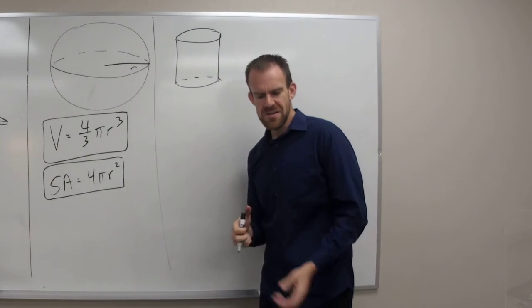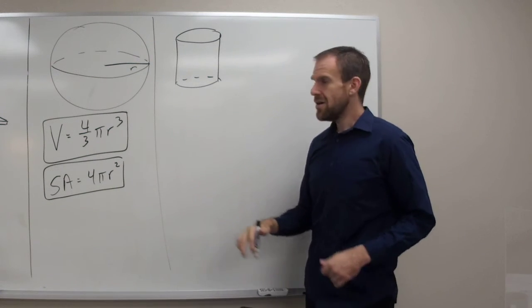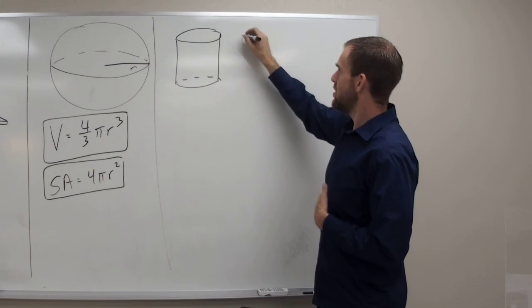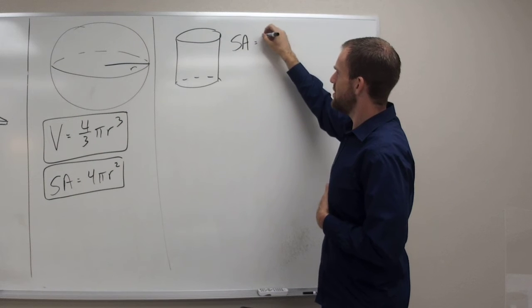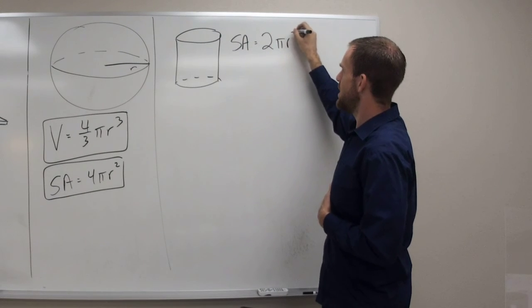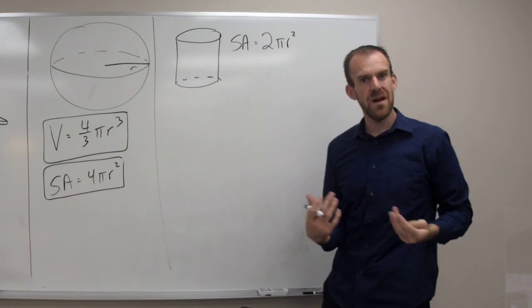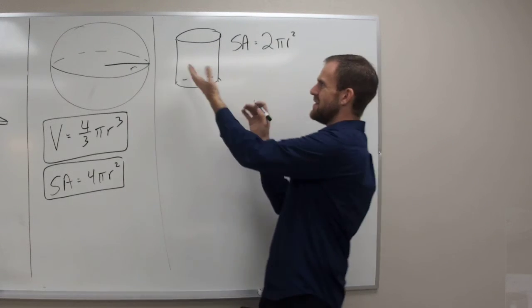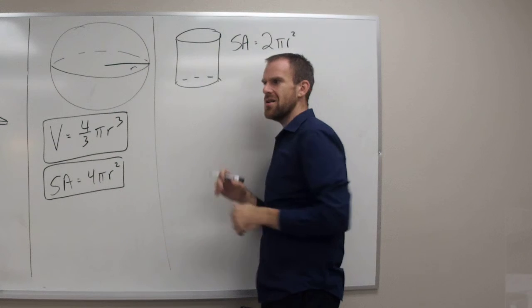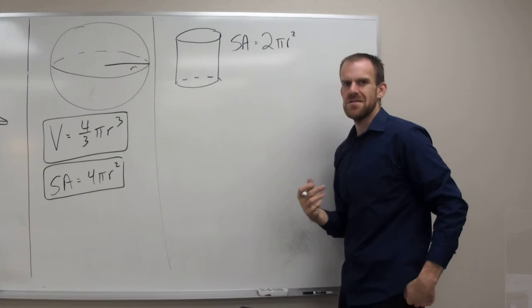How do I find the surface area? Well, I know that there's a top and bottom. Those are circles, so I'm going to do 2 times pi r squared. Pi r squared would be the bottom, pi r squared would be the top, so I'm going to multiply it by 2. Then I need to add this side part, which you've already covered, lateral surface area.